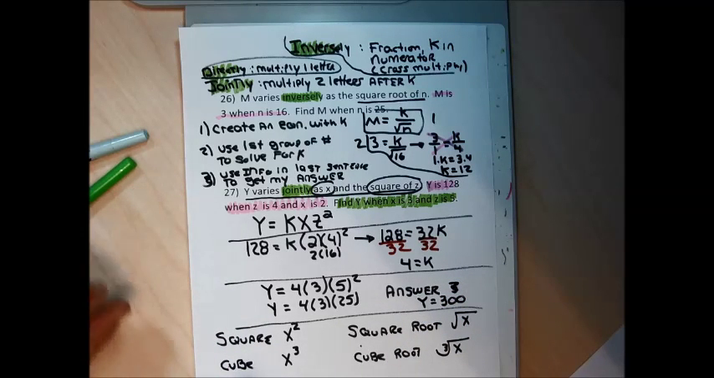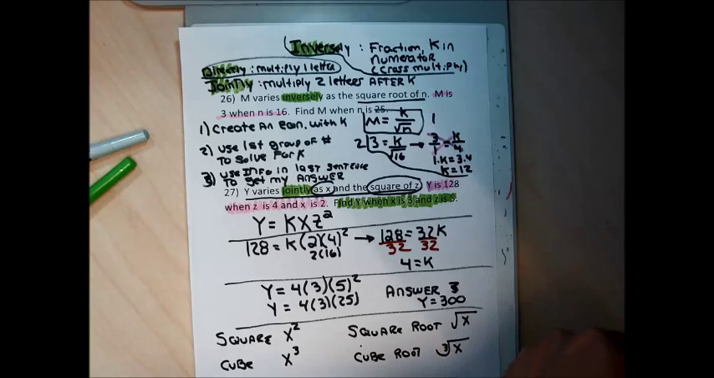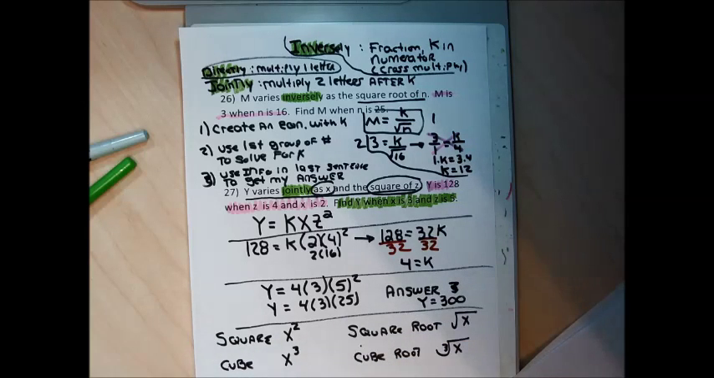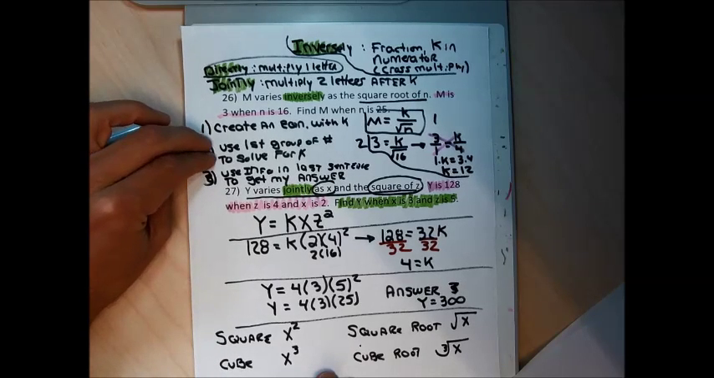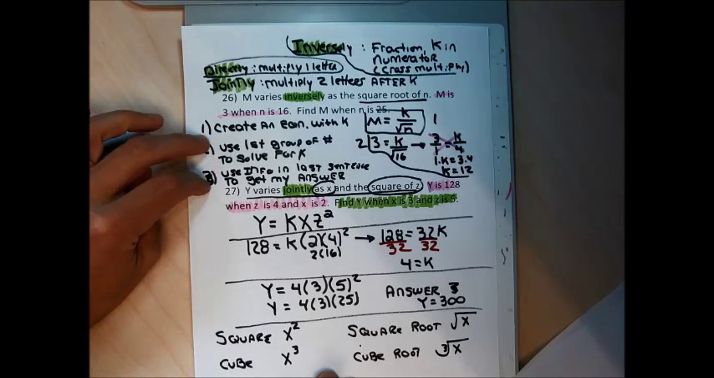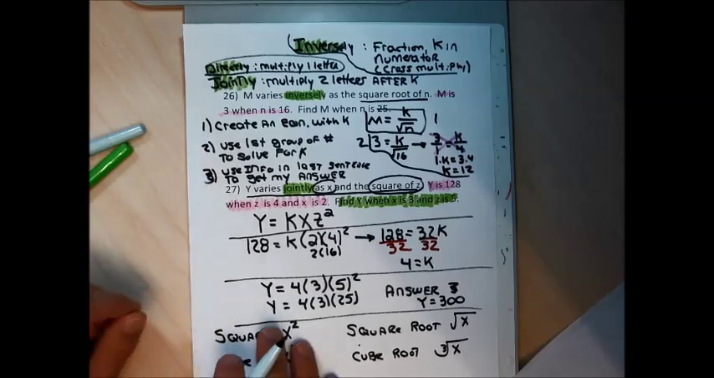Alright, so just a few more problems to do. Specifically, just 2 more problems to do. And they're the longer word problems. But the longer word problems aren't noticeably different. They're the same 3 steps. I'm going to create an equation with a k, use the first group of numbers to solve for k, and use the information in the last sentence to get my answer.